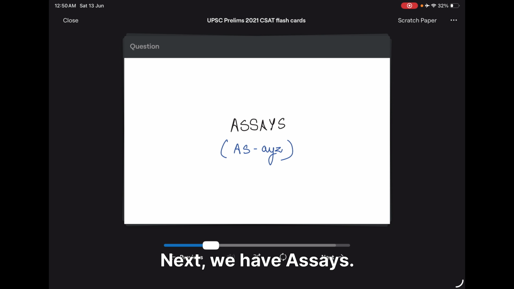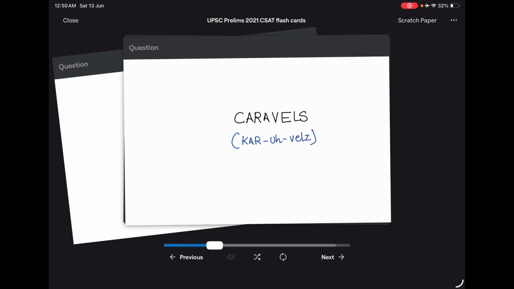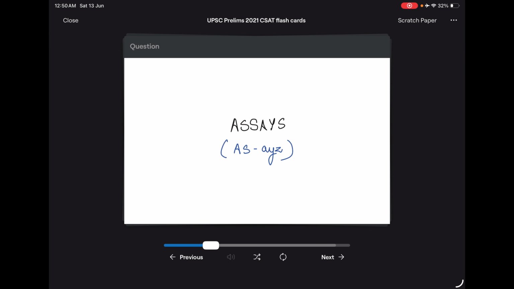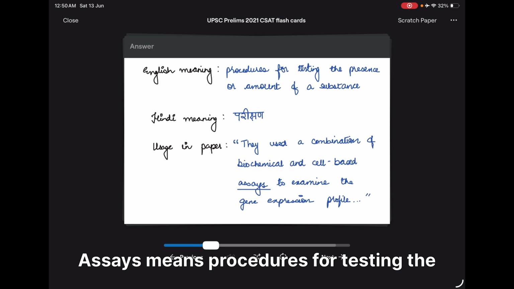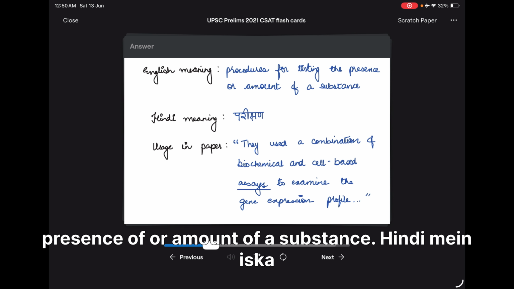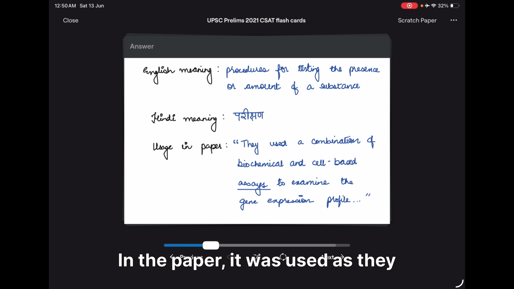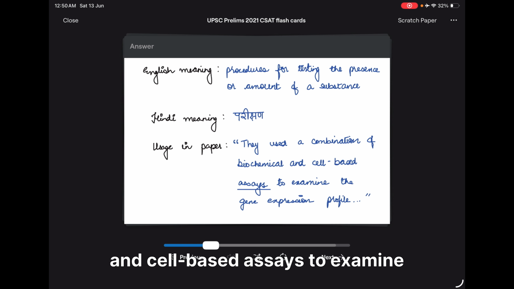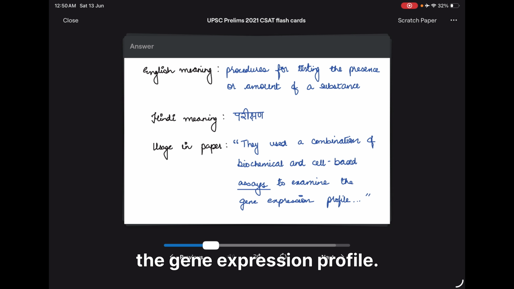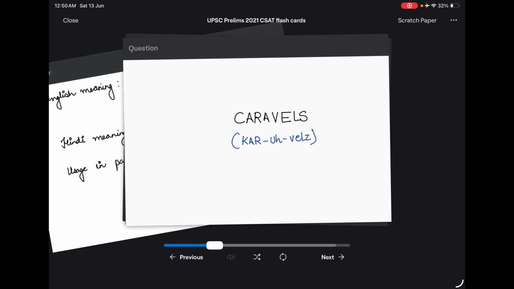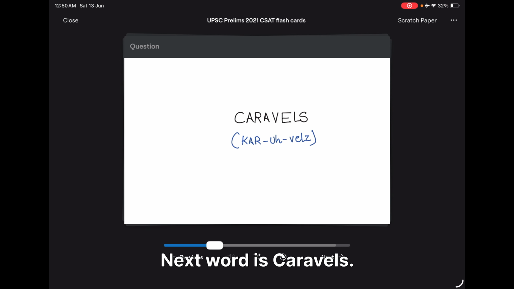Next we have assays. Assays means procedures for testing the presence of or amount of a substance. हिंदी में इसका अर्थ है परीक्षण. In the paper it was used as they used a combination of biochemical and cell-based assays to examine the gene expression profile.